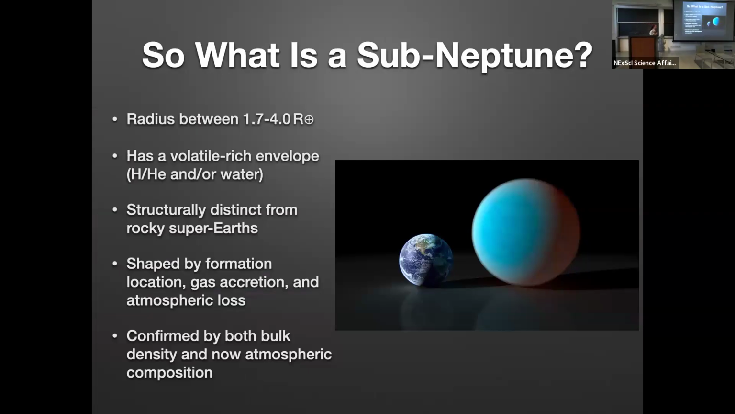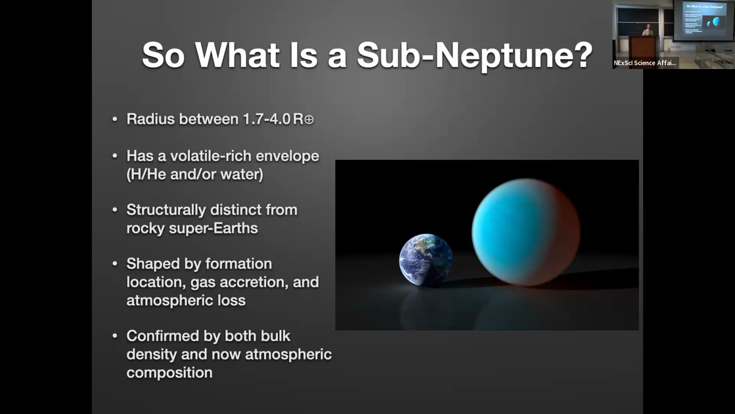So let's go back to revisit our definition here. I think the radius is still a pretty good way to define these planets, at least for now. We still don't have a much better way to do it until we start getting a large sample of these atmospheres and we can start understanding the atmospheric demographics of these planets. I mentioned it has to have some sort of volatile-rich atmosphere, but it doesn't necessarily have to be hydrogen, helium, or water. It can be heavier elements as well.